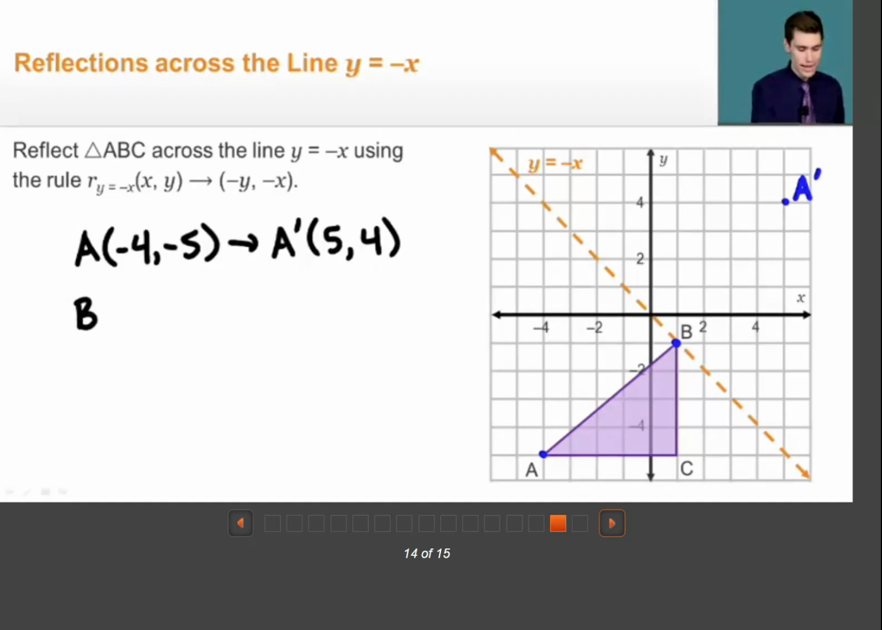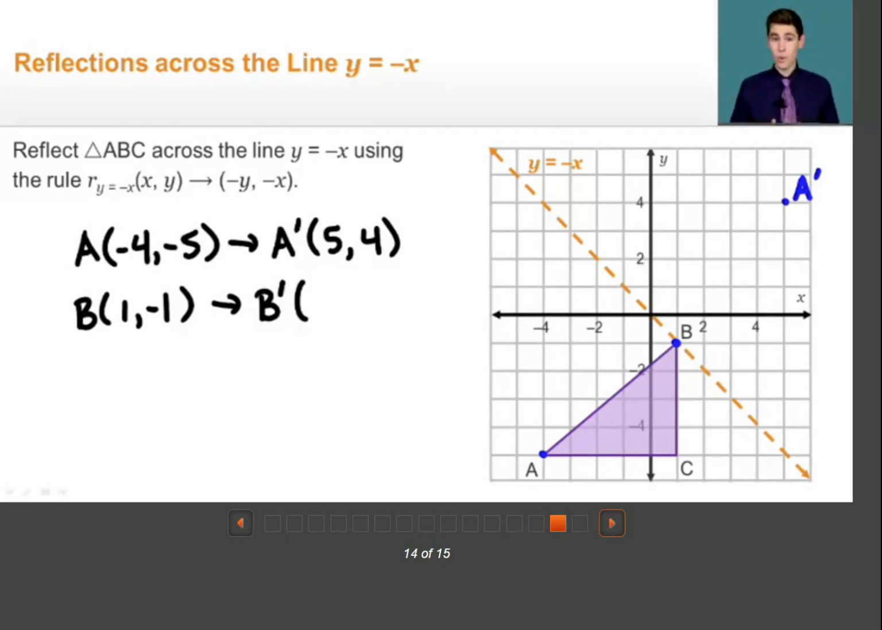So B is located at (1, -1). It's going to map to B prime, and I can do that by switching the x and y coordinates. So I have (-1, 1), and then negating each. That results in, well, (1, -1). It's the same point, which I expected. So I'm going to label that point B prime.